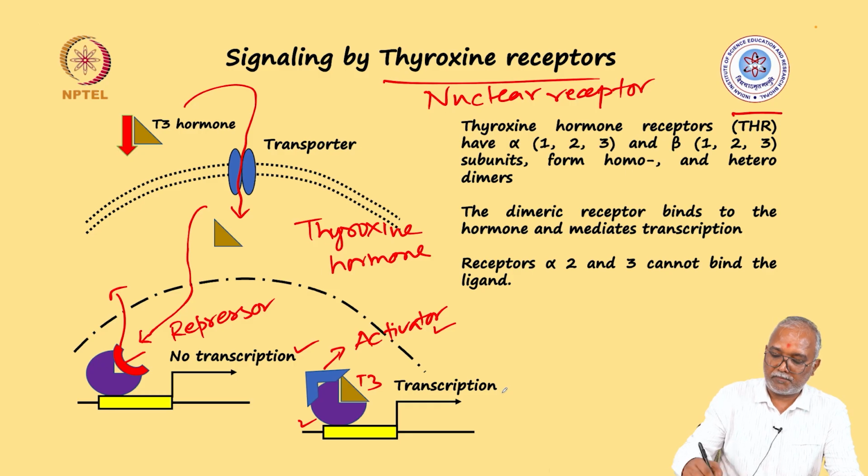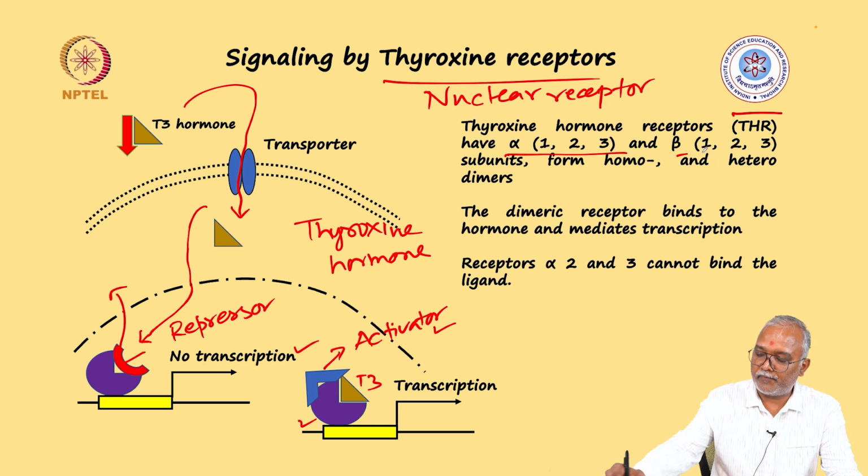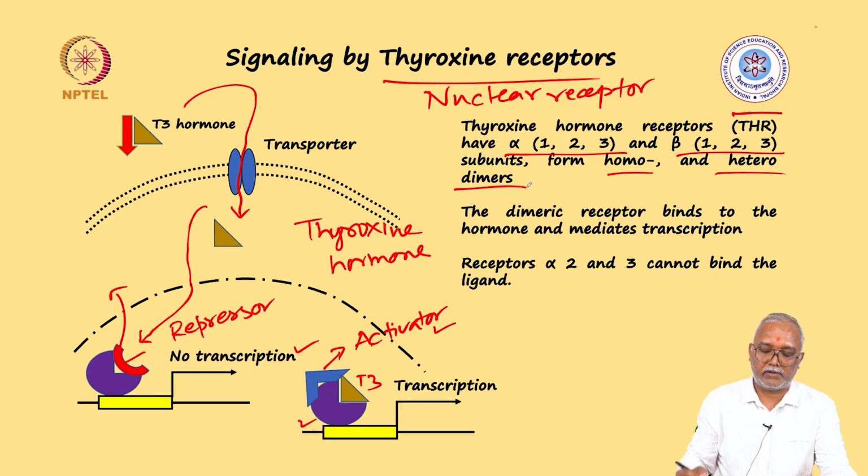These receptors which are present over there are of two different types, the alpha type, 3 different types of alpha and 3 different types of beta, and they form homo or heterodimeric situations. So the receptor which you see inside the nucleus bound to the DNA element is a dimeric one.